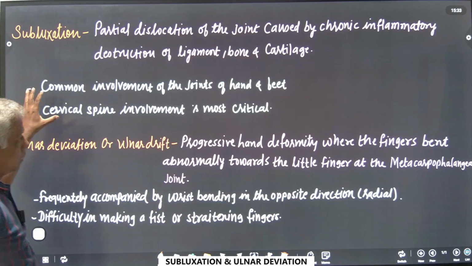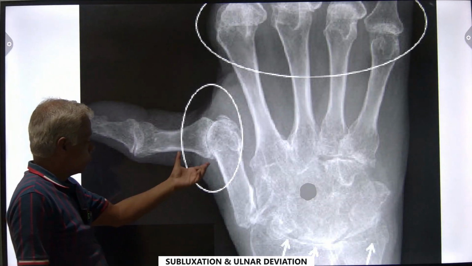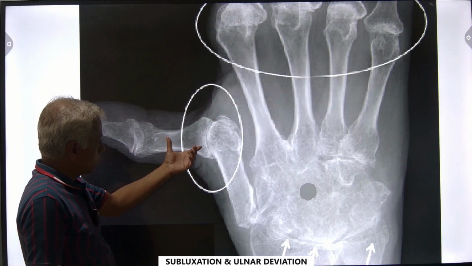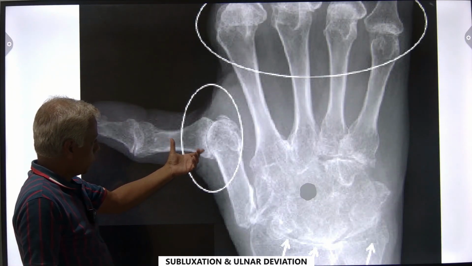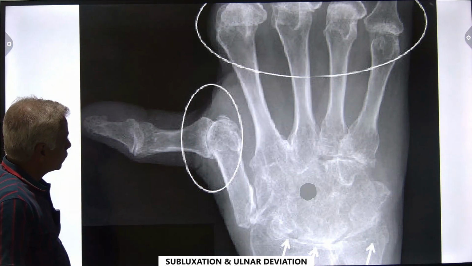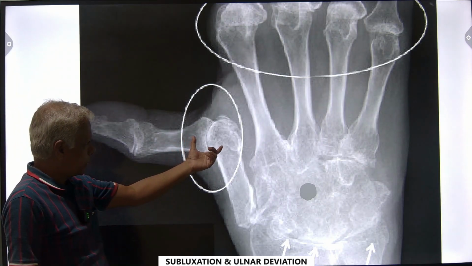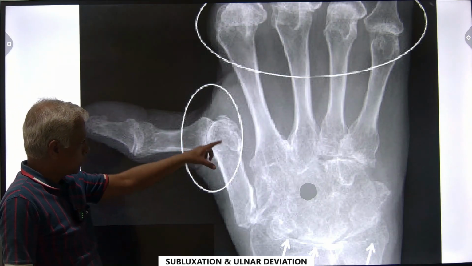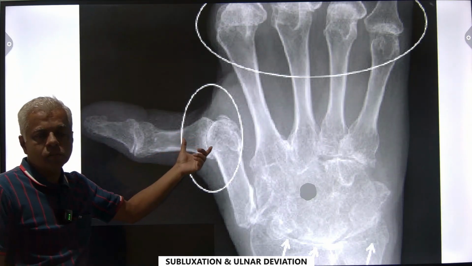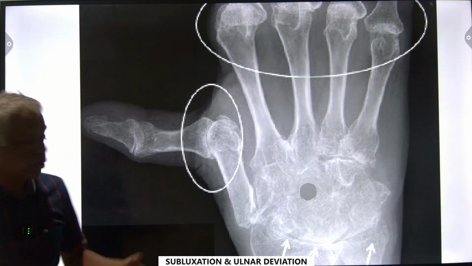So we will see one image with the subluxation. Here we have the X-ray of the hand, and in this X-ray you can see at the metacarpophalangeal joint there is a subluxation. So in this image there is a subluxation at the metacarpophalangeal joint of the thumb.